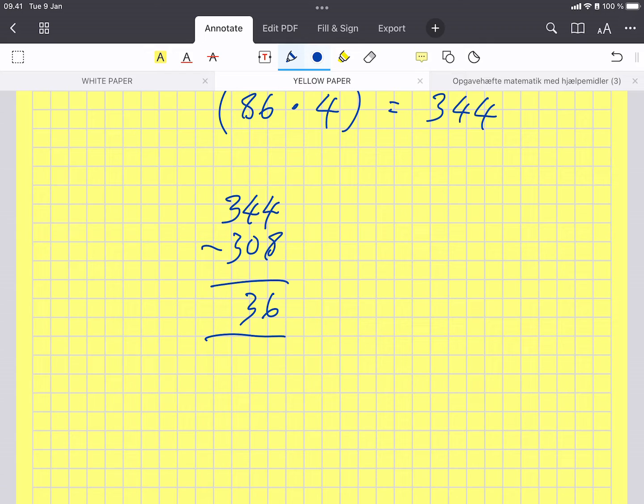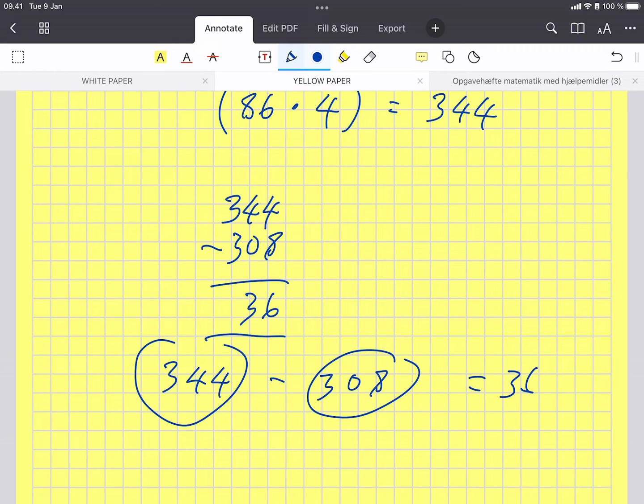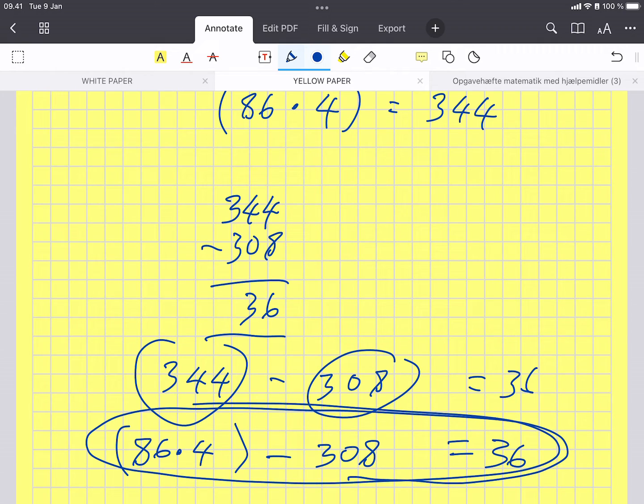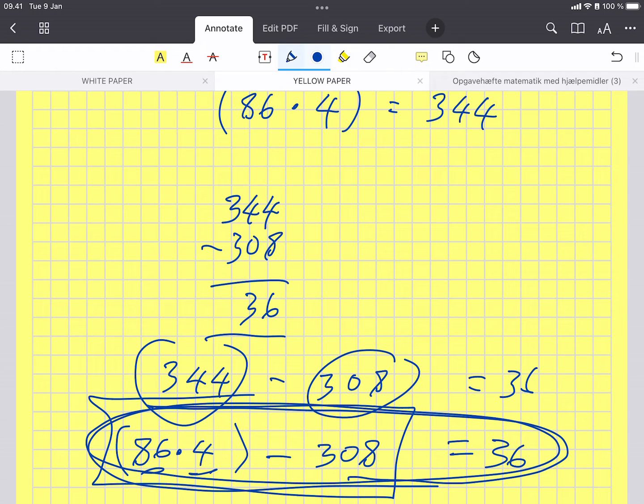So how did I get 36? I got it from 344 minus 308. How did I get 308? It was in the question. How did I get 344? It was 86 times 4. So 86 times 4 minus 308 was how I got the final answer of 36. So something like that is the answer that I want to write on my final neat white paper. So it's got a calculation that involves all of the numbers that were in the original question, so you can see where everything came from, and it's got the answer. So over to my white paper.